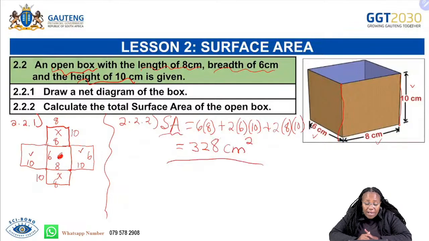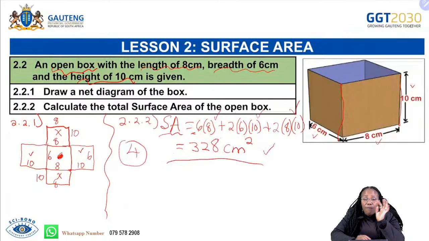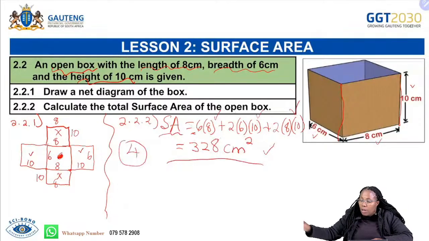And then now the first mark will be for substitution correctly, and ensuring there is no 2 here because it's an open box. So 1 mark will be for that, the second mark for the other 2 sides, the third mark for the other 2 sides, and your answer. So this will be worth 4 marks, grade 12. It's an open box.